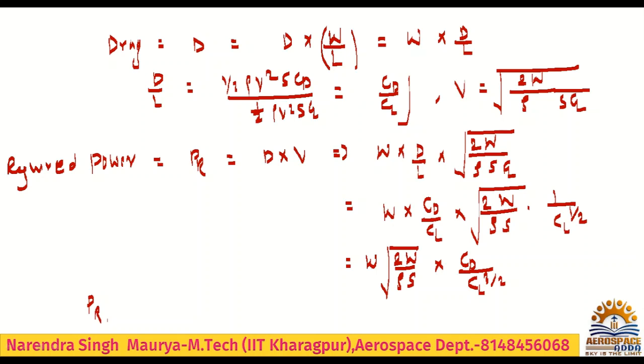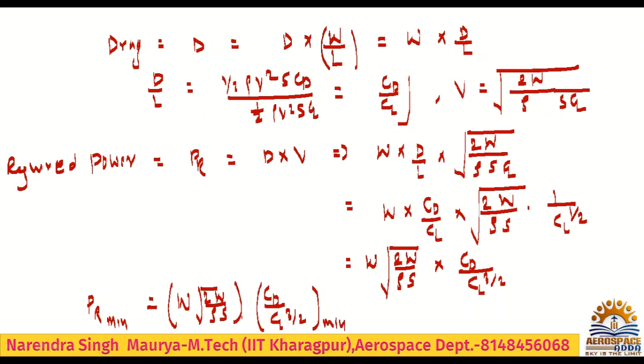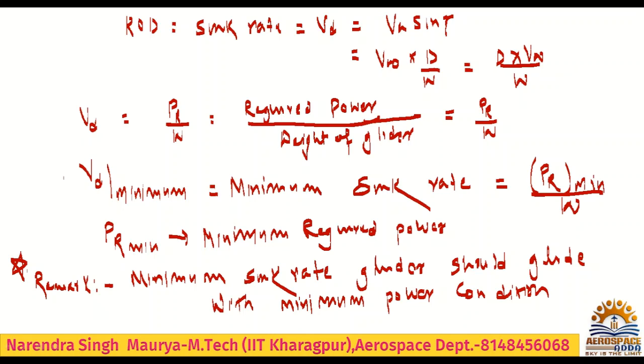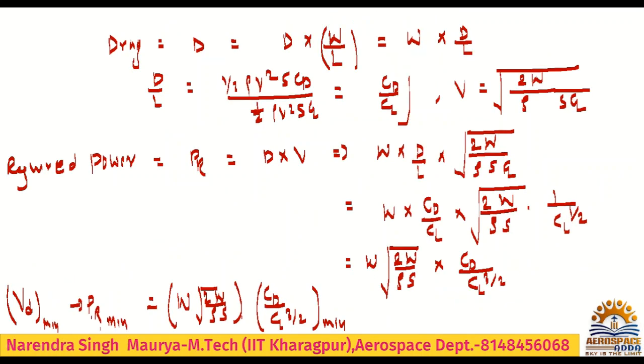So PR minimum means what? This is completely constant, CD by CL. If PR is minimum, it means this should be minimum. And why is PR minimum required? Because we want VD min. Just now you have seen, right? For minimum VD, what do we need? Minimum power. For minimum power, what is the condition? CD by CL to power 3 by 2 should be minimum.